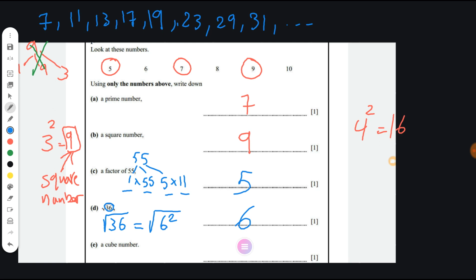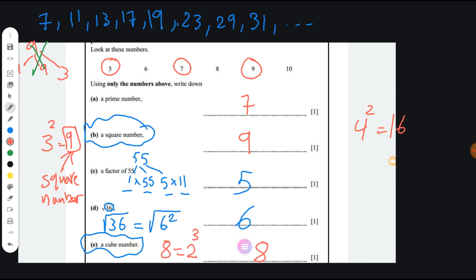Cube number, as I told, is like a square number but the opposite. Here I must find the number that can be written as a number to indices of 3, like 8. 8 can be written as 2 to indices of 3. So we can call 8 a cube number, okay?